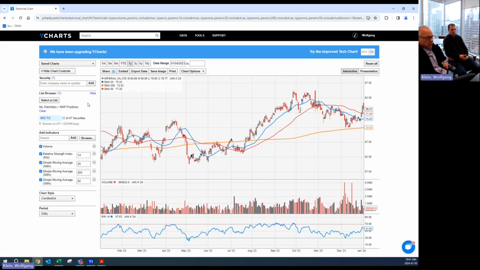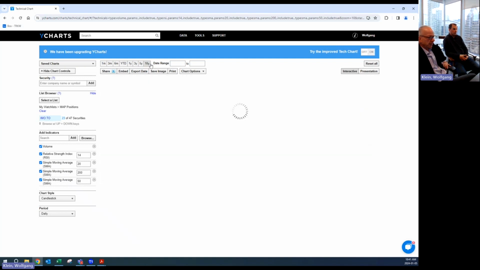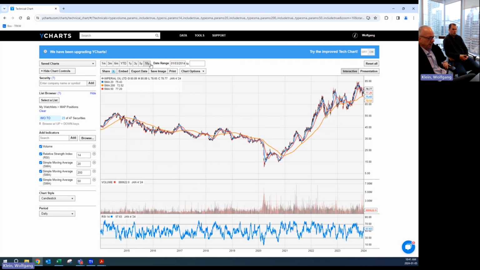Next trade, another oil stock, Imperial Oil. Great high quality oil producer in Canada. This company does not raise money. They've got a clean balance sheet, and they just do great clean production.